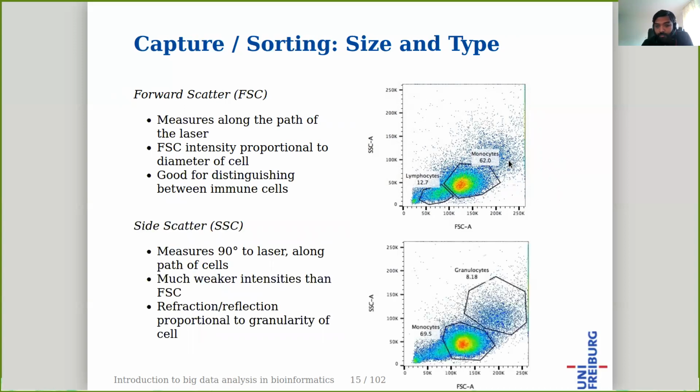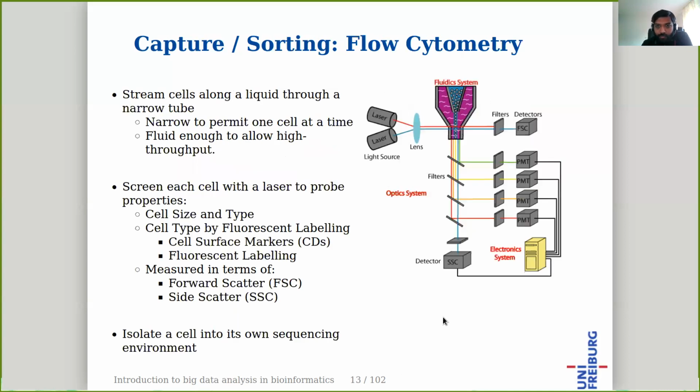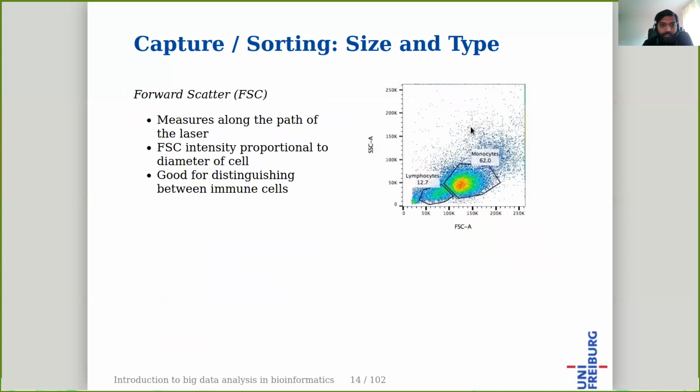And side scattering measures perpendicular, at 90 degrees to the laser. So the side scattering is somewhere here. This is the laser path. This is where the cells are going through, and then the side scattering measures from here. As it's measuring from here, the intensity that you're looking at is much lower than the forward scattering.